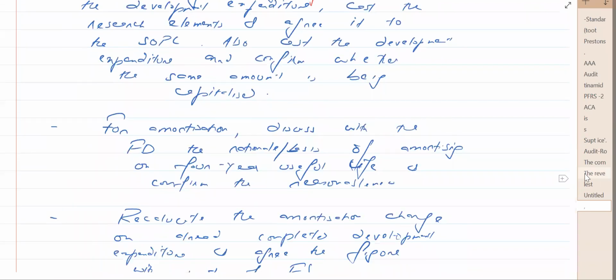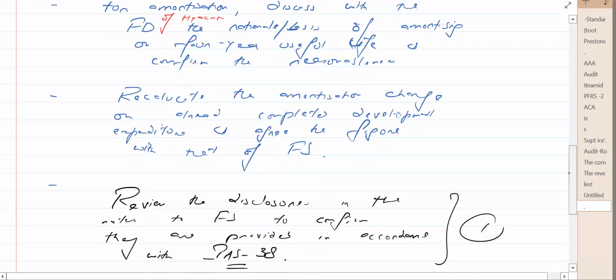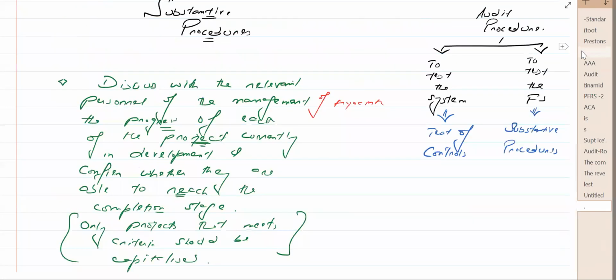So just try to relate it with the case study. For amortization, discuss with the finance director of Hyacinth. Write the name of the company. This is how the examiner may know that, okay, you have not crammed the procedures already and you know how to relate it with the case study. So these are very easy techniques to get a good impression in front of the examiner. And this is how you can obtain full marks in this easy but technical area of the exam.